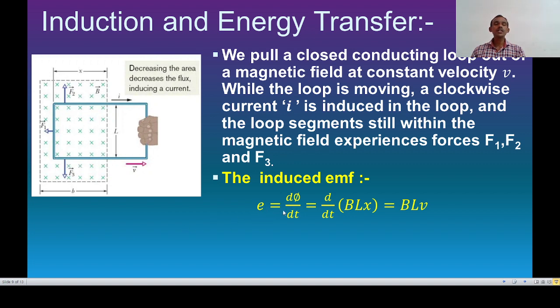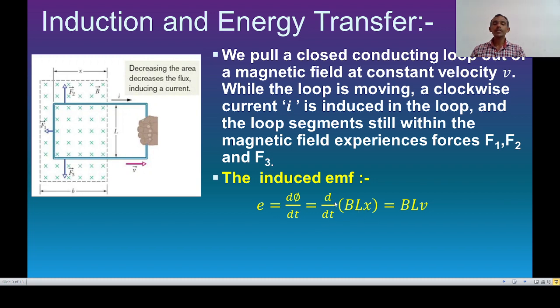Therefore, we can write here E is equal to dφ/dt, that is equal to d/dt of B into Lx. Lx is the area of this loop inside the magnetic field, where L is the length and x is the horizontal length which is inside the magnetic field. If we differentiate, B is a constant quantity here, L is also not varying, only x is varying, because when we pull this towards the right, x goes on decreasing. Therefore, x is varying here.